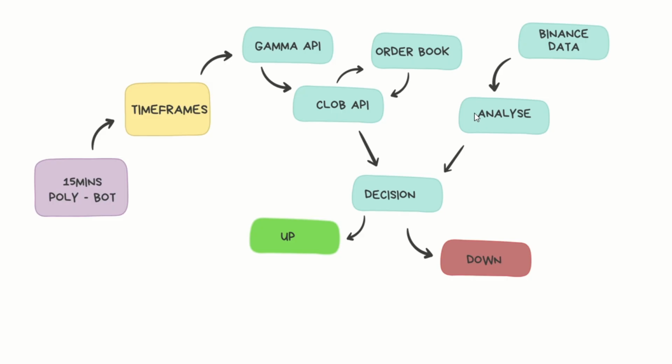You can use like Pandas TA Classic. It has a lot of computed indicators that you can just use them directly to make a decision. Now, on the decision part, this is whereby it's quite critical.